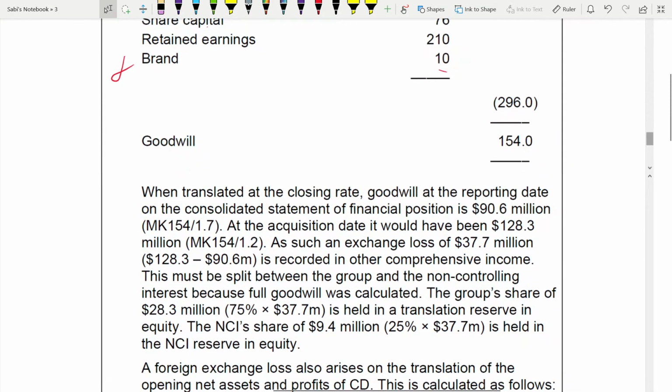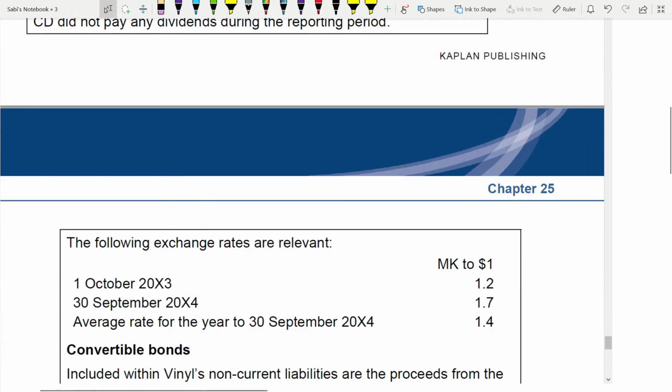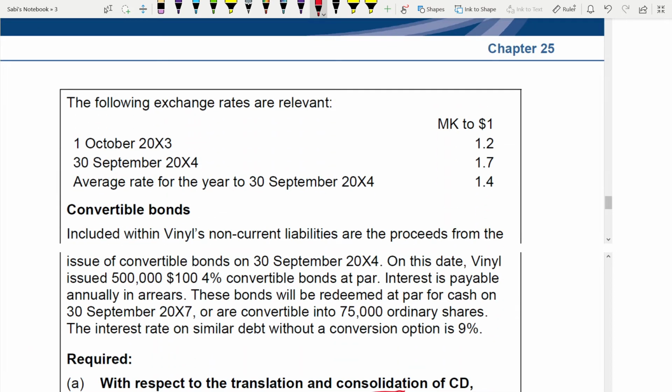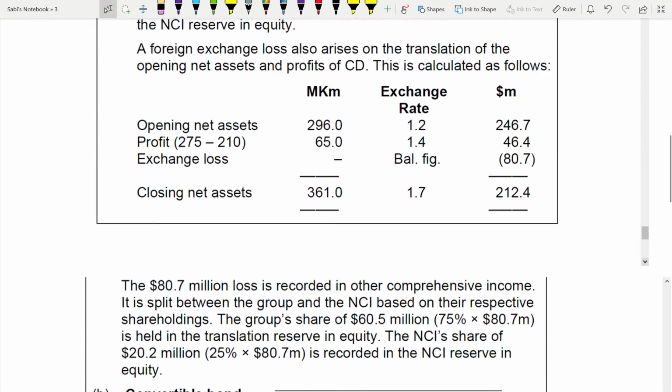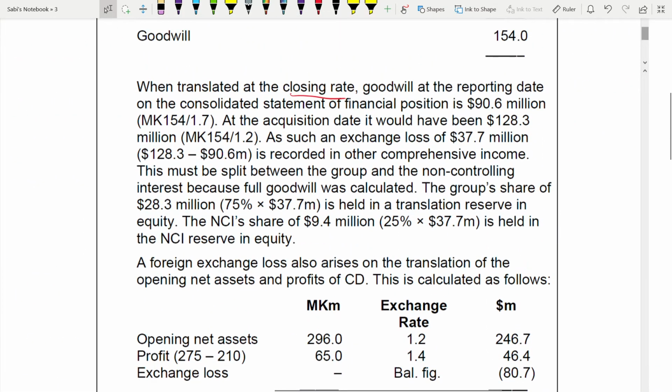So goodwill, earlier we said, translate using the closing rate. What is the closing rate? The closing rate is this one, 1.7. So you translate it: divide by 1.7. So 154 divided by 1.7 is the amount you will get in dollar. You have to write the currency as well as the million. 90.6 million dollar.